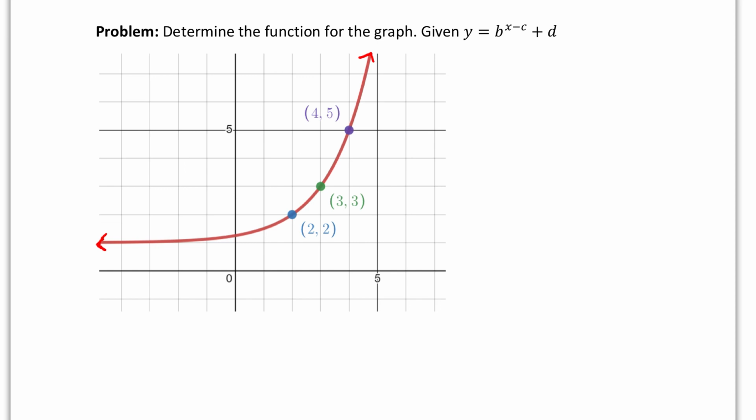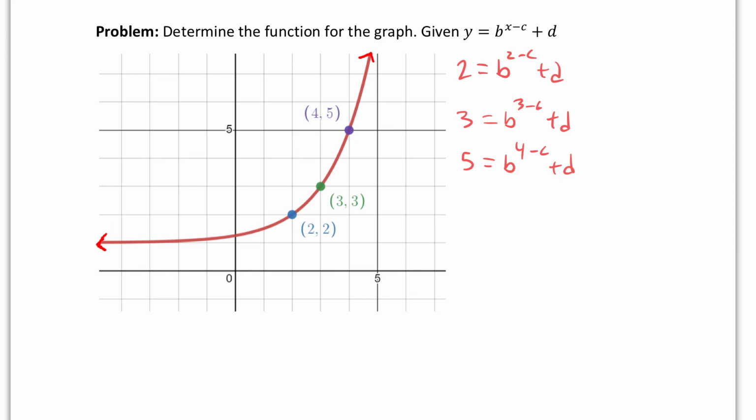All right, so assuming you've given this a try, you should have something like this. When you plug in the point (2, 2), you get 2 equals b to the 2 minus c plus d. Then if you plug in 3, you get 3 equals b to the 3 minus c plus d. Or you get 5 equals b to the 4 minus c plus d.